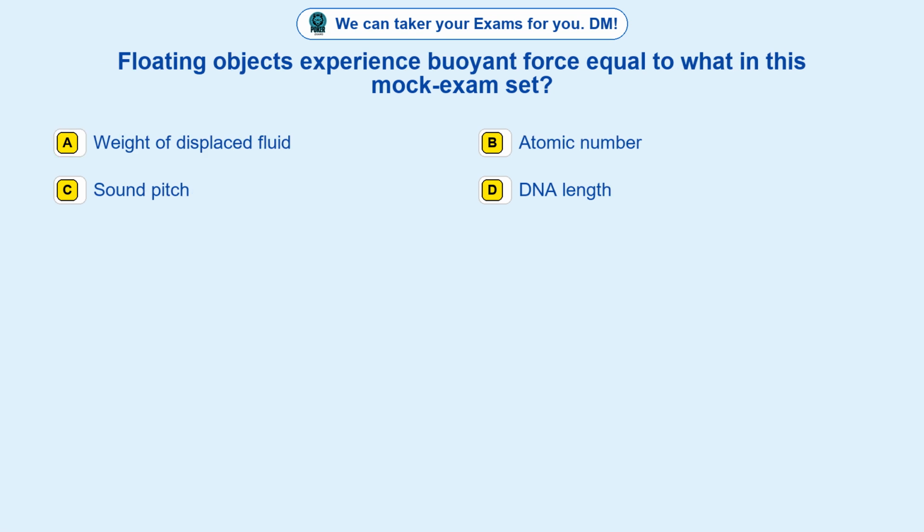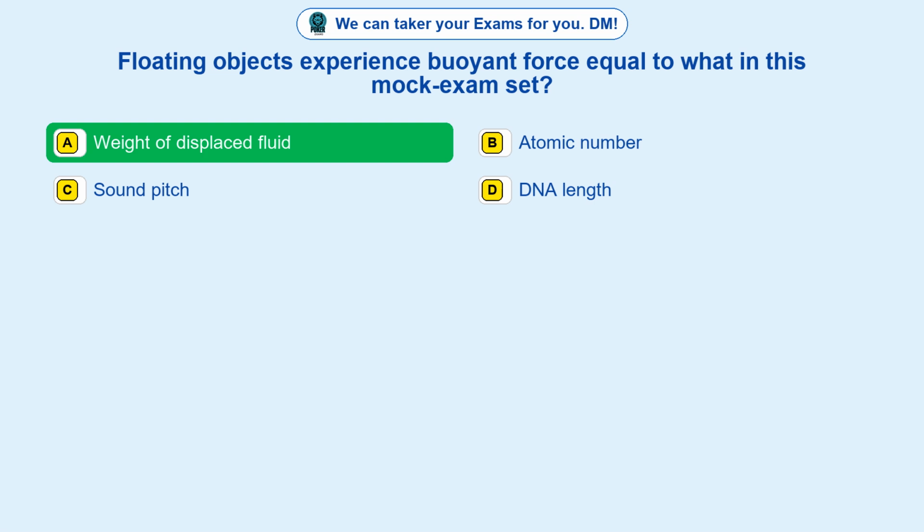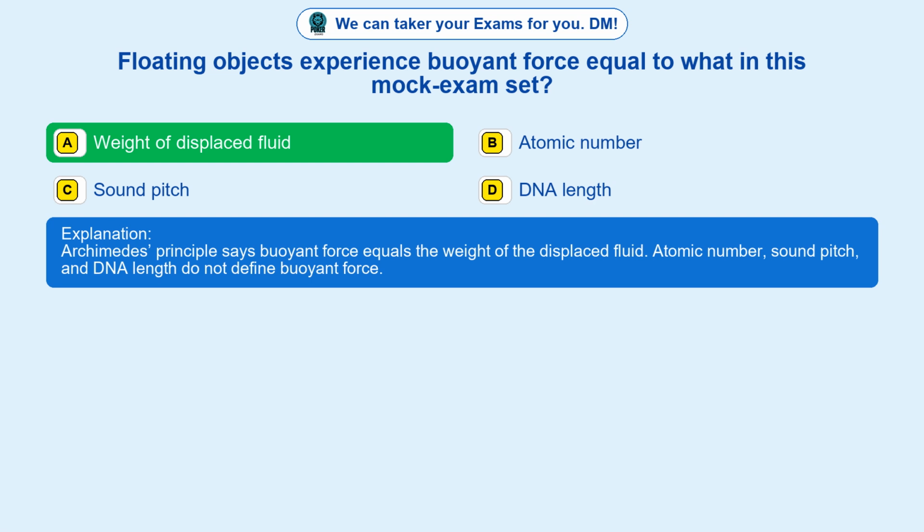Question 80. Floating objects experience buoyant force equal to what in this mock exam set? Option A, weight of displaced fluid. Option B, atomic number. Option C, sound pitch. Option D, DNA length. The correct answer is option A, weight of displaced fluid. Archimedes' principle says buoyant force equals the weight of the displaced fluid. Atomic number, sound pitch, and DNA length do not define buoyant force.